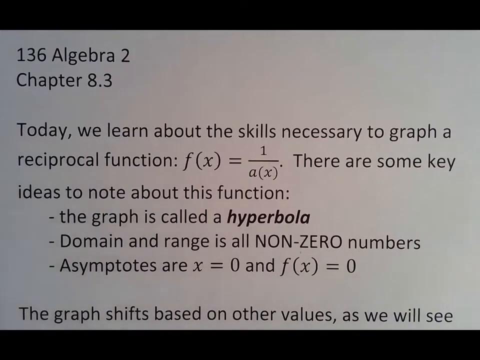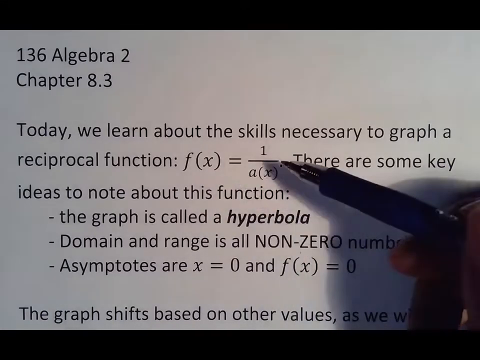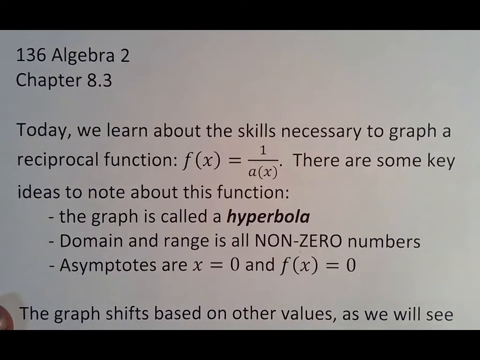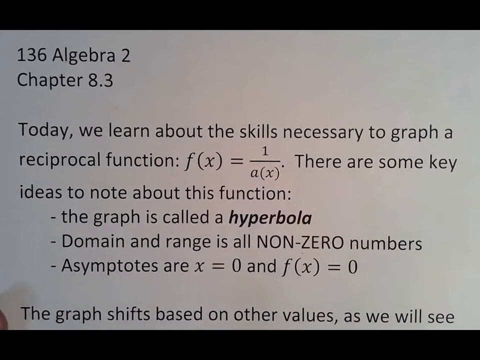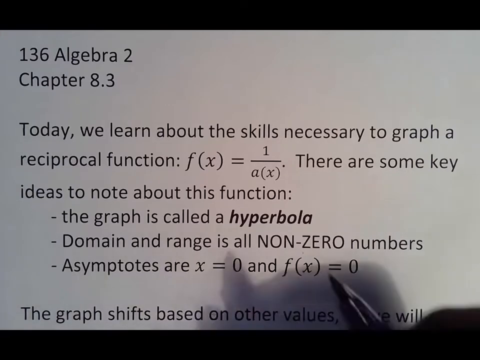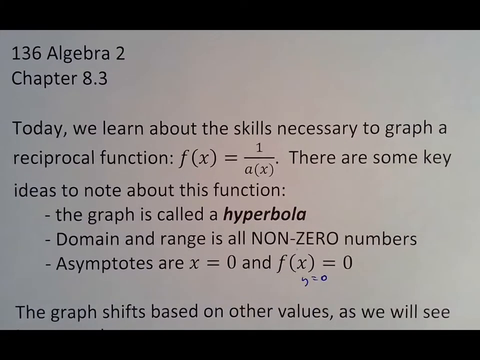All right, chapter 8.3 is going to give us the skills necessary to graph what we call a reciprocal function. It is the function where you have a number on top and a function on the bottom. This function right now is going to be basic, but some key ideas to note about it is that its name is called a hyperbola. Domain and range are non-zero numbers in the parent function at least, and the asymptotes, which would be vertical and horizontal, are x equals 0 and f of x equals 0, or as we will say, y equals 0.